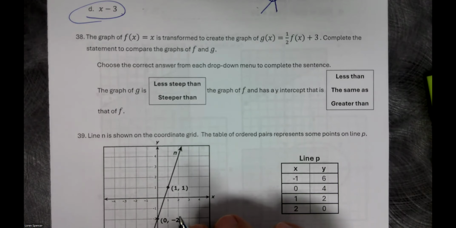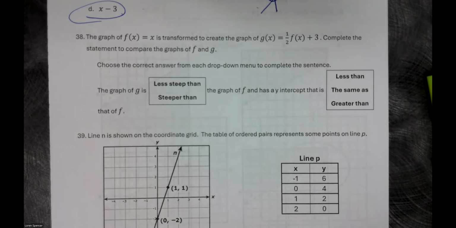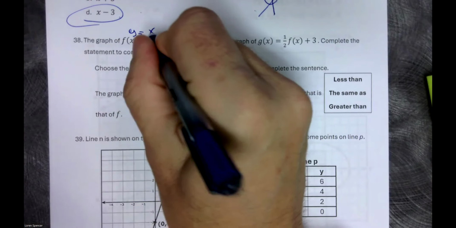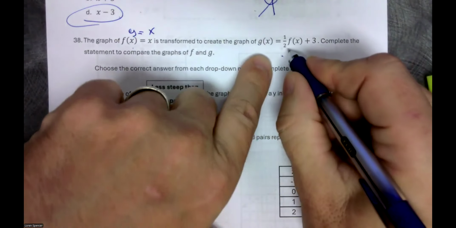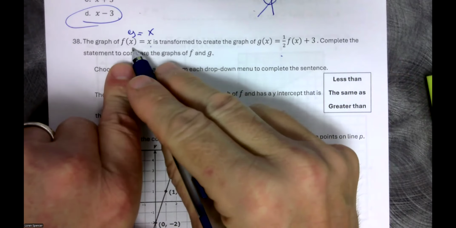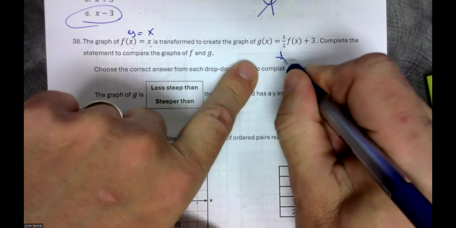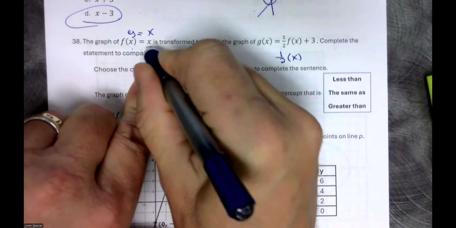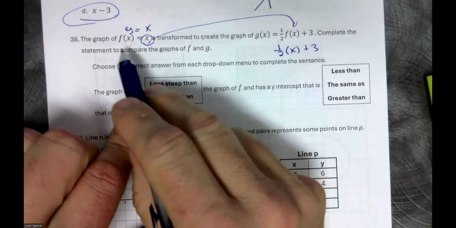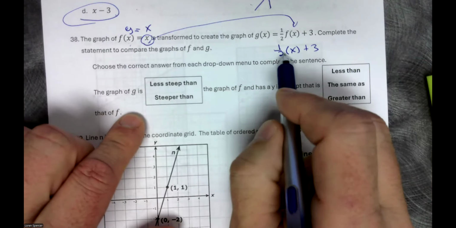Number 38. The graph of f of x equals x is transformed to create this equation. Complete the statement to compare the graphs. So in this case, remember f of x is just x. So I'm going to plug in y equals x. And then over here, they made this really crazy, but everywhere they have f of x, I'm going to plug in x. So this is 1/2, and now I'm plugging in this x, 1/2 x plus 3. So I'm going to plug these in and see how they changed, okay?